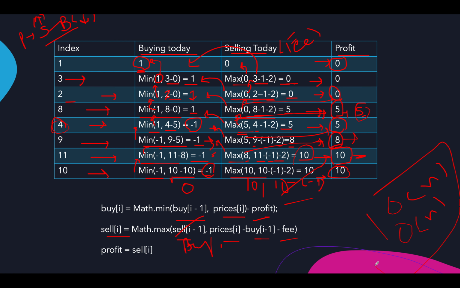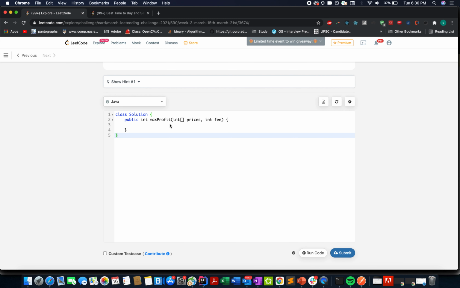So let's move on to the coding part. Let's first of all check if prices happens to be null, or prices dot length is equal to 0, then I'll simply return profit as 0. The max profit that you can attain is 0. Otherwise, let's define two arrays, buy and sell. Similarly for the sell part.